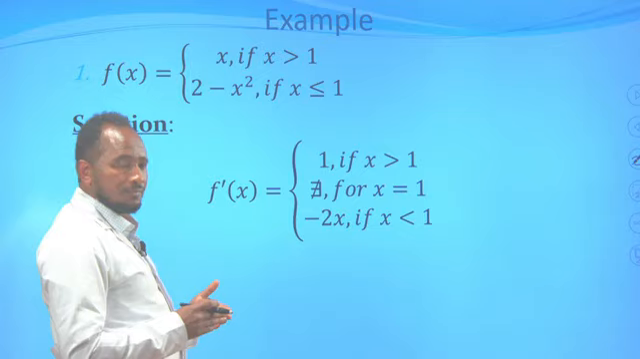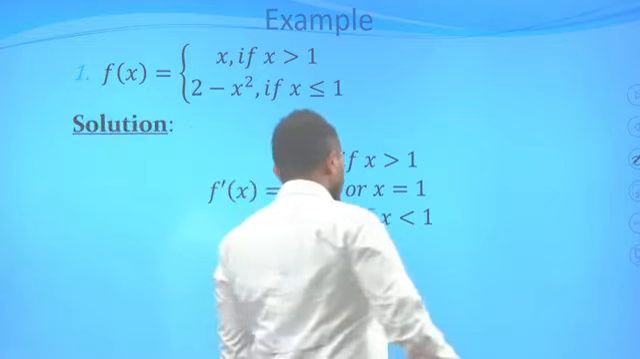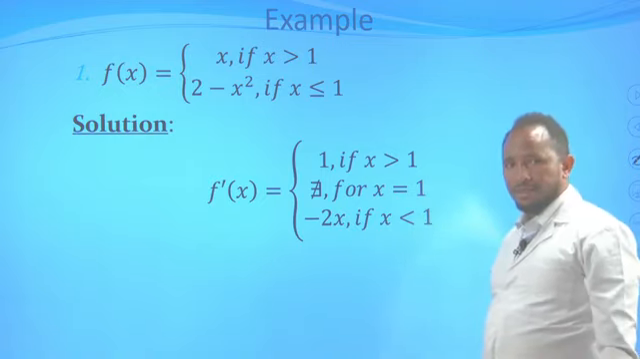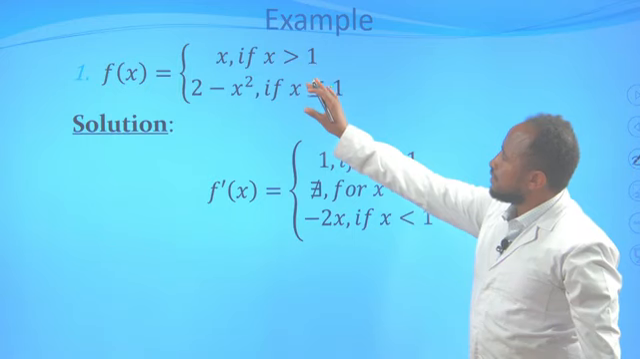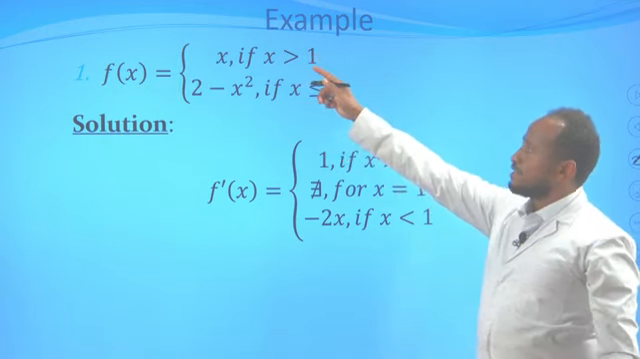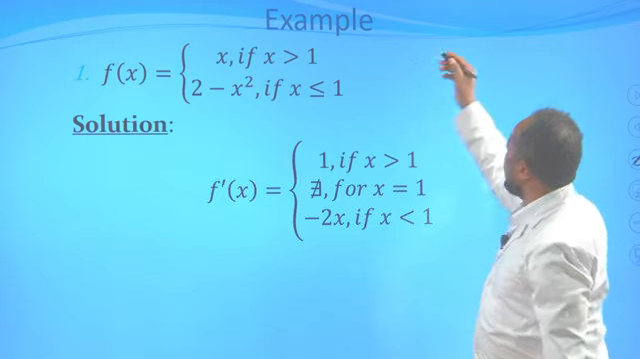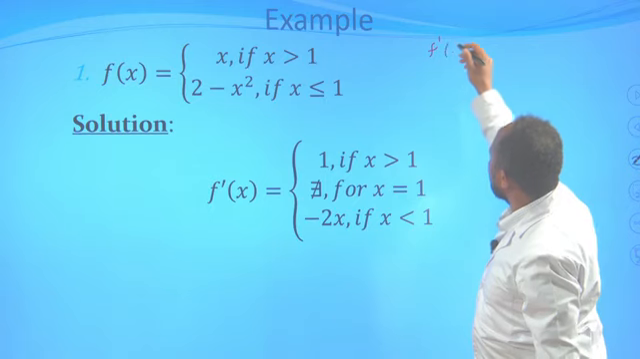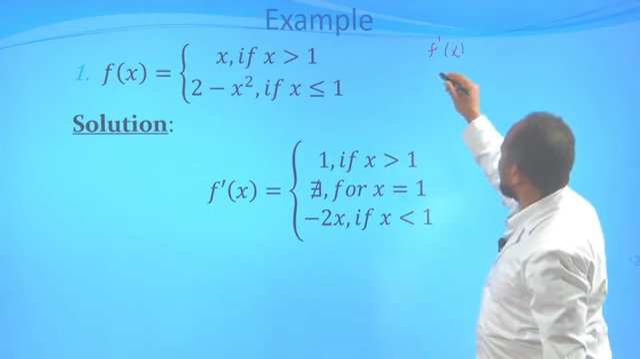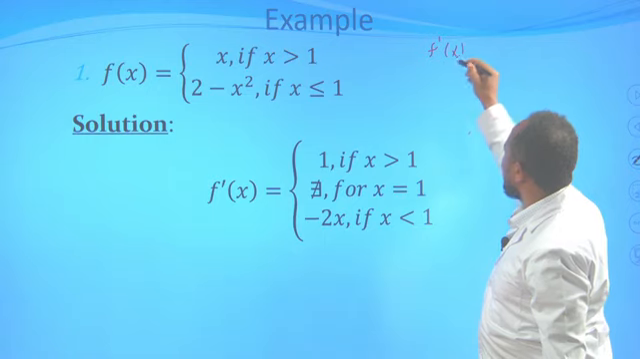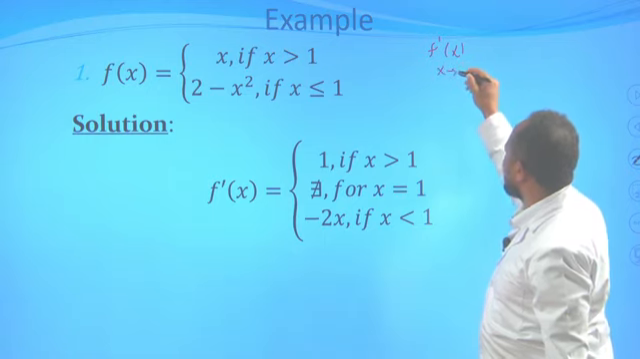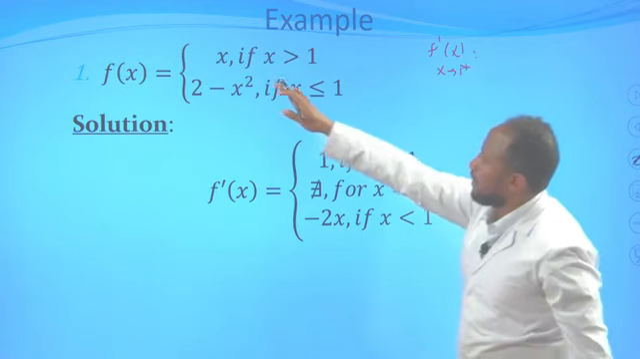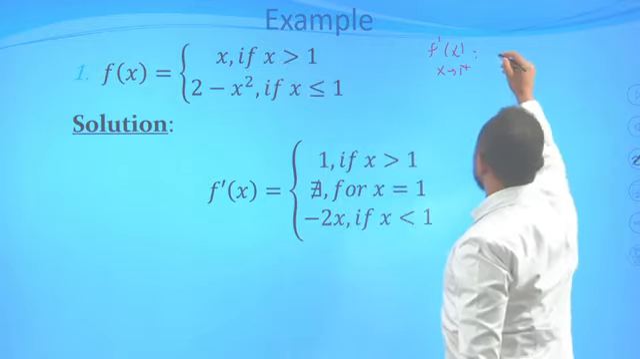To check that, we have to check the right side and the left side derivative at 1. The derivative of this function from the right side of 1 is this one, it is 1. So f derivative of x from the right side of 1 is this part, and its derivative from the right side is 1.